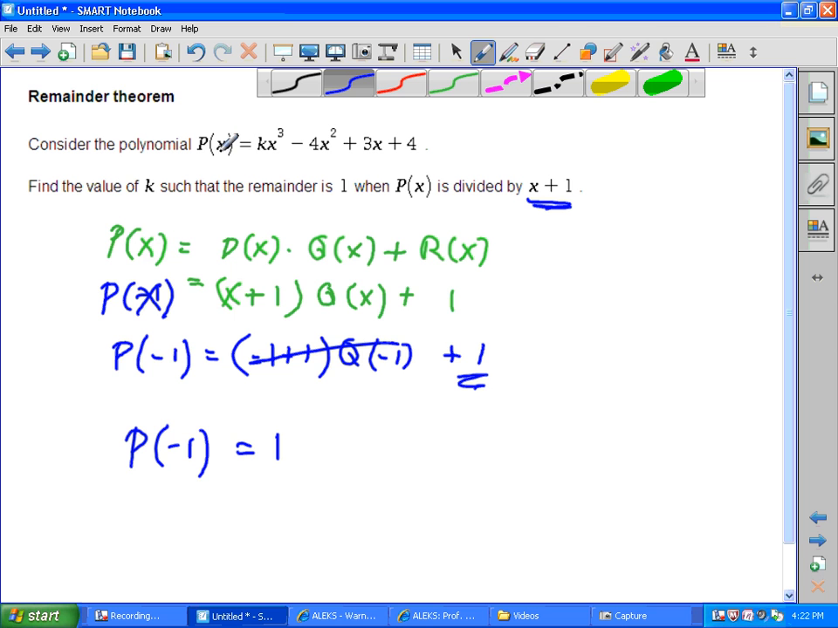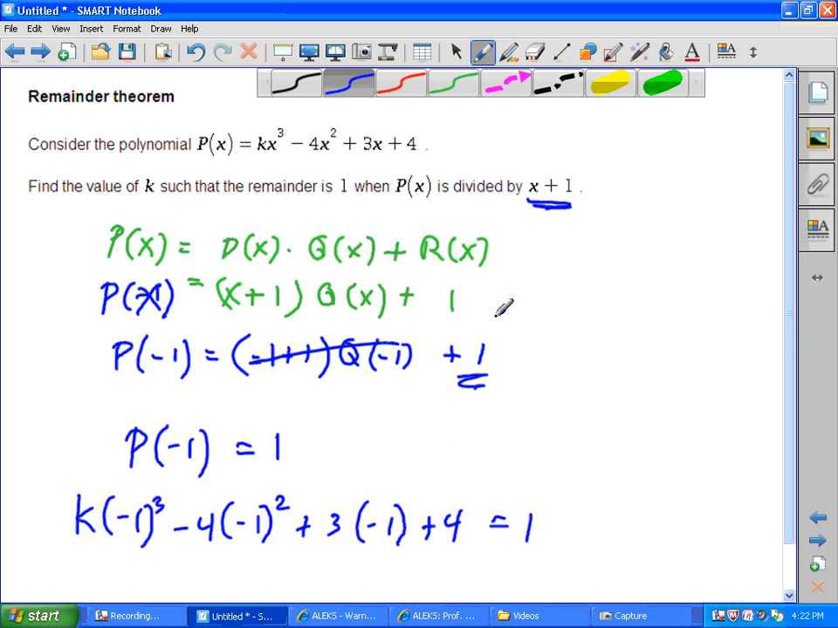But look at p of negative 1. Isn't that going to be k times negative 1 cubed minus 4 times negative 1 squared plus 3 times negative 1 plus 4? Isn't that p of negative 1 by putting in negative 1 everywhere for x? And isn't that equal to 1 because of this theorem up here? So if that's equal to 1, now that is negative k, and a positive times a negative is minus 4, minus 3 plus 4 equals 1.